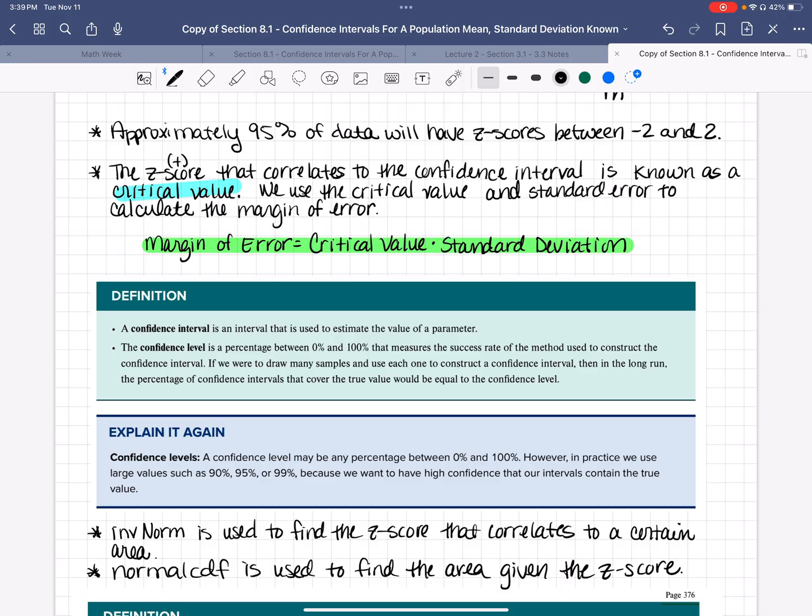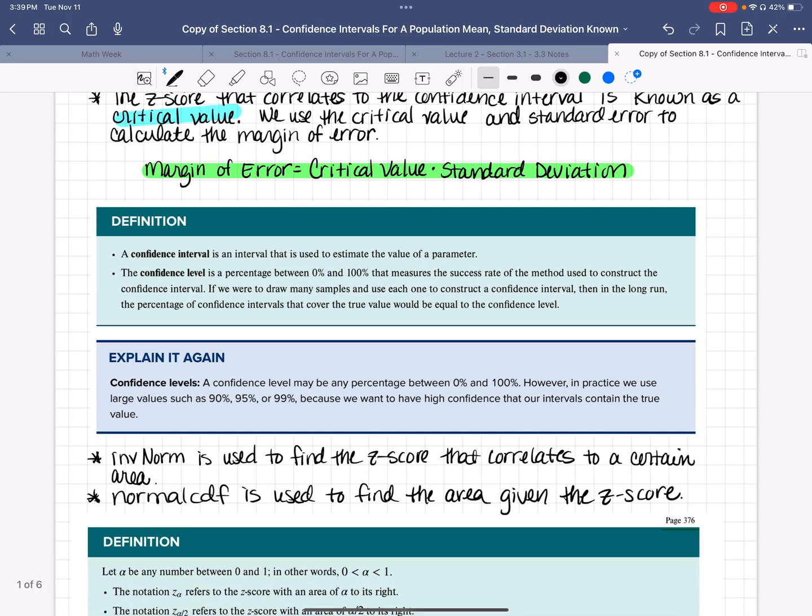The confidence level is a percentage between 0 and 100% that measures the success rate of the method used to construct a confidence interval. If we were to draw many samples and use one to construct a confidence interval, then in the long run, the percentage of confidence intervals that cover the true value would be equal to the confidence level. Confidence levels may be any percentage between 0 and 100. However, in practice, we generally use 90, 95, 99 because we want to have a high confidence level.